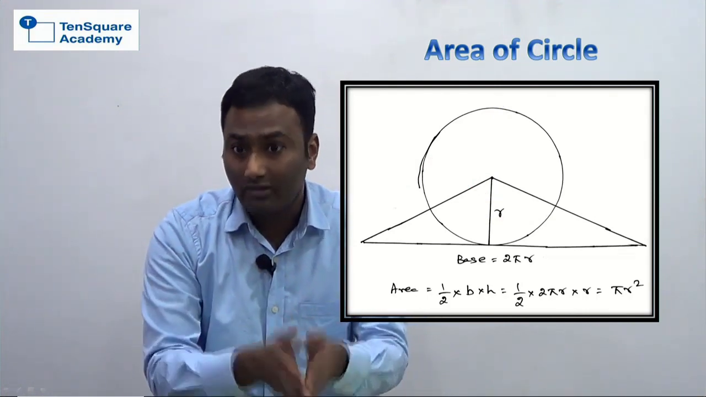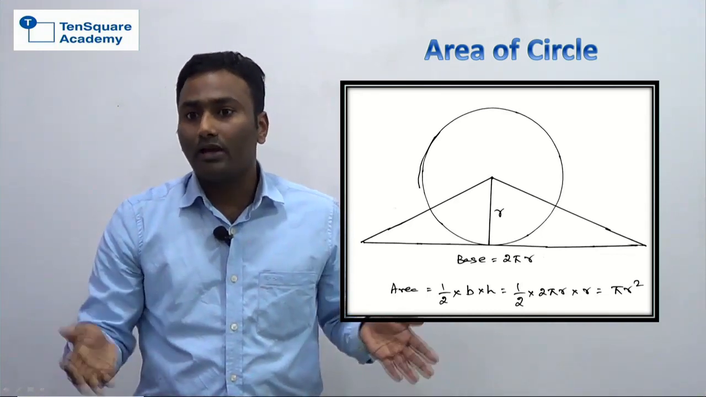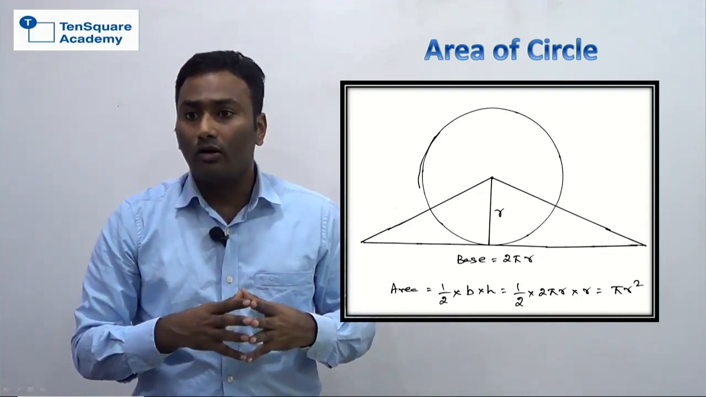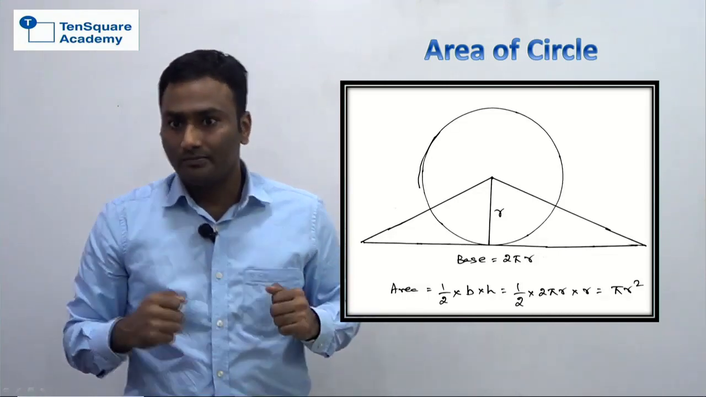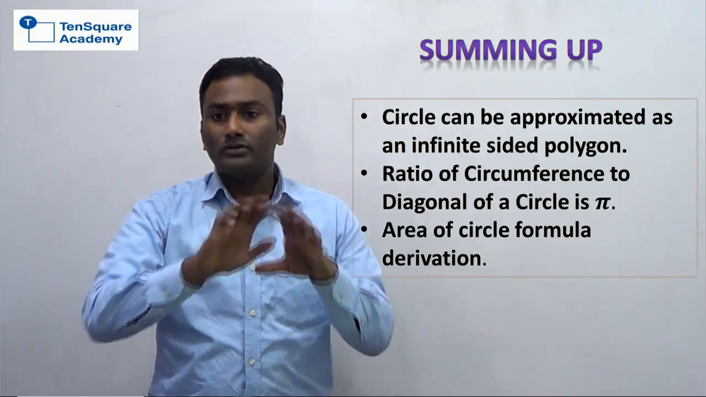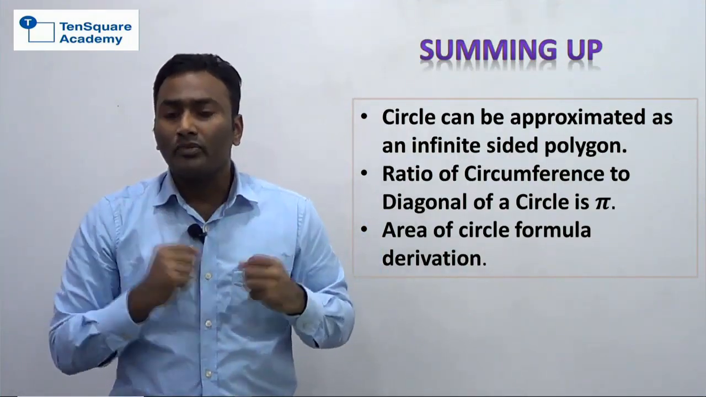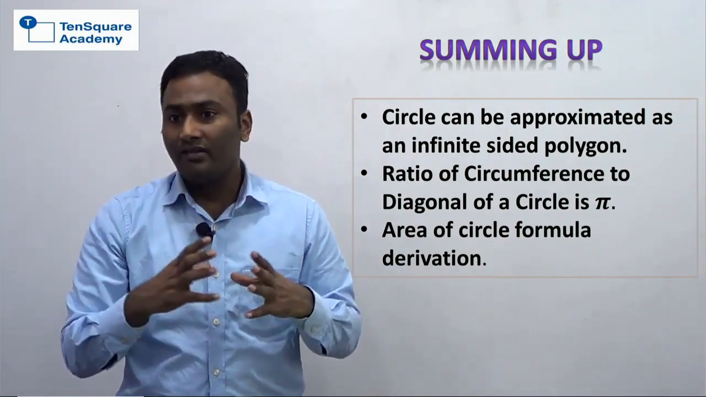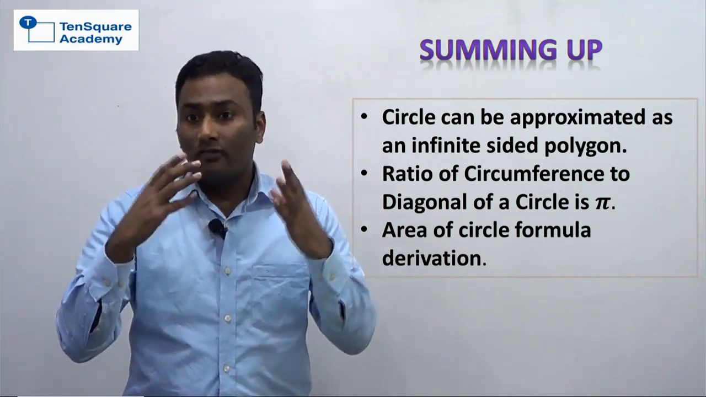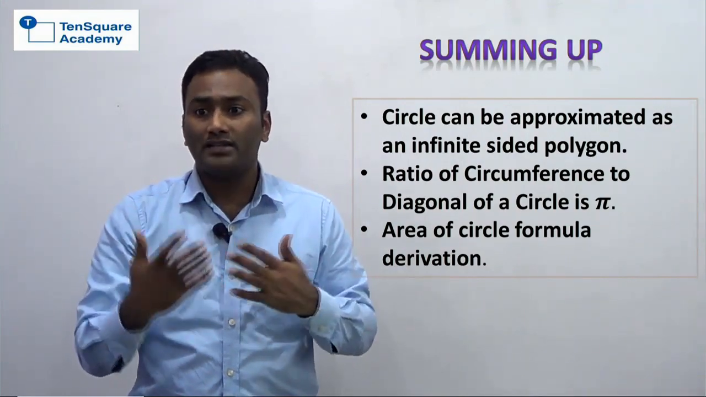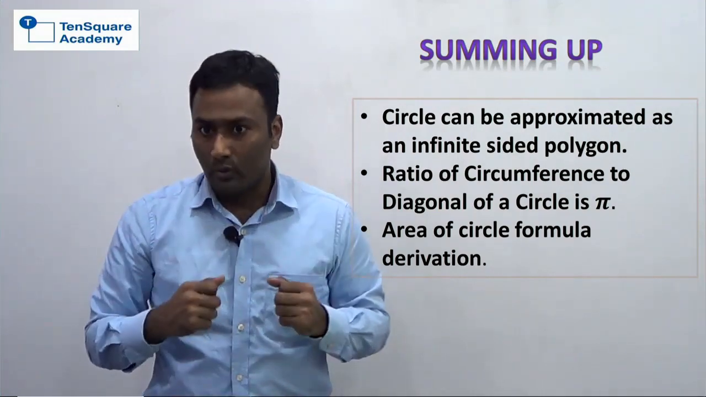Now how do we calculate the area of this triangle? Area of a triangle is half into base. The base value we know is 2 pi r, the height is r, so the formula for the area of the circle is pi r squared. So that's how we get the area of the circle. Just to sum up, first we considered smaller polygons, and finally we considered the circle as an infinite sided polygon. For a circle, the ratio of circumference to diameter is pi, and we also derived the area formula using this approach.